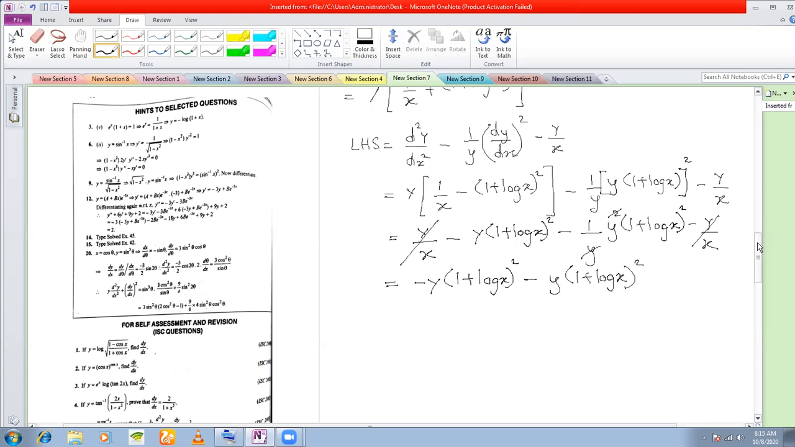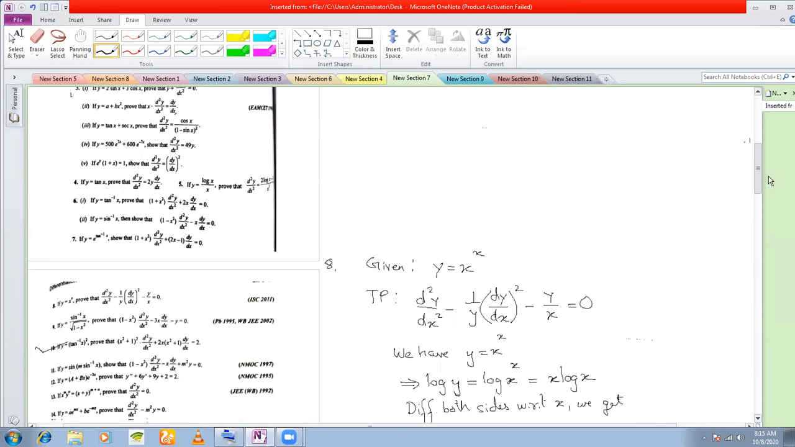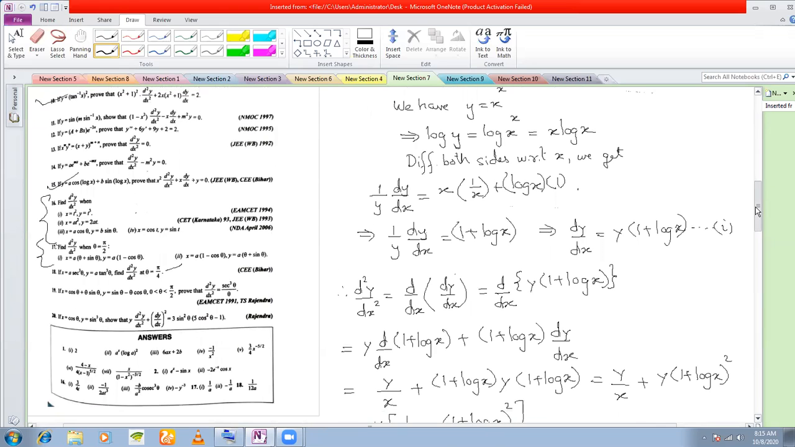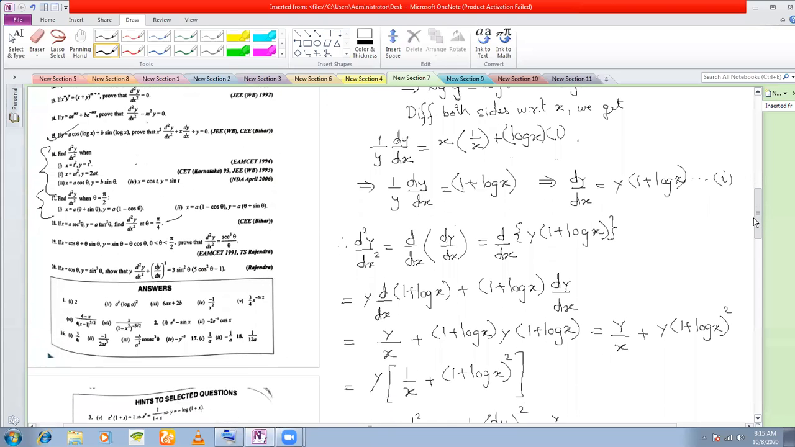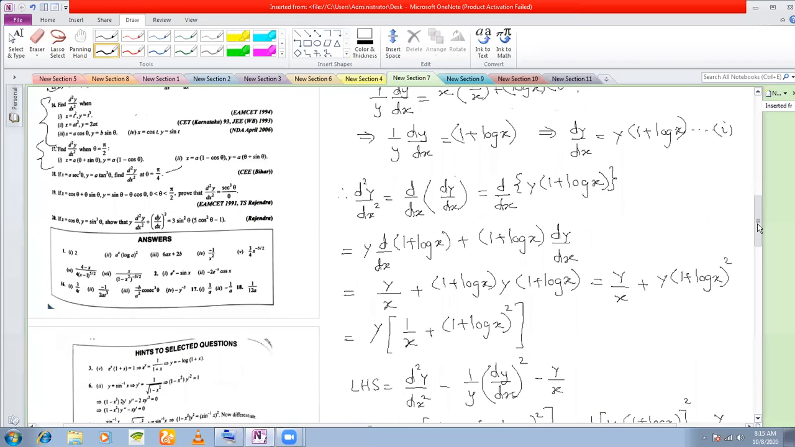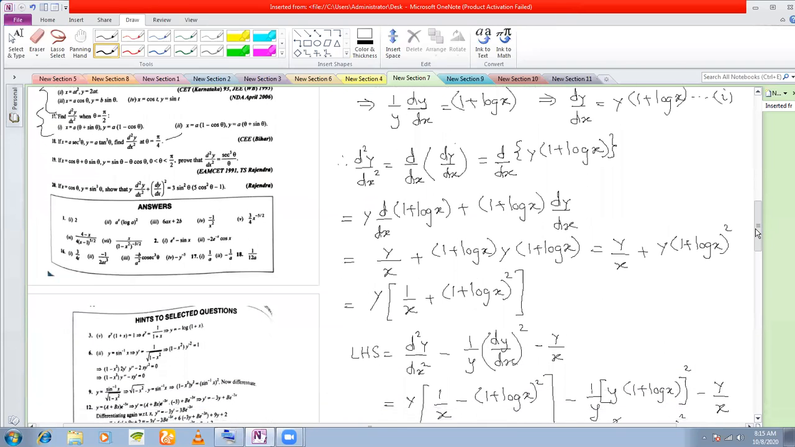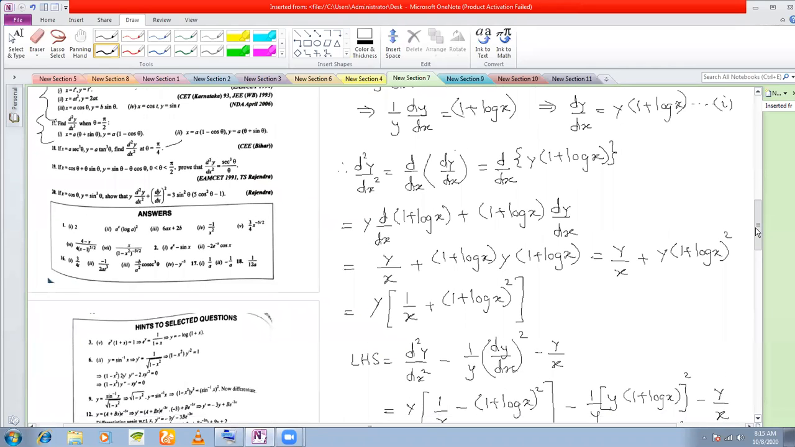Now I doubt whether this will be a minus sign. Okay, this should be a plus sign. You understood what I'm saying? Yes, sir. Why should it be minus? Why should it be a plus sign? Tell me, why should it be a plus sign?